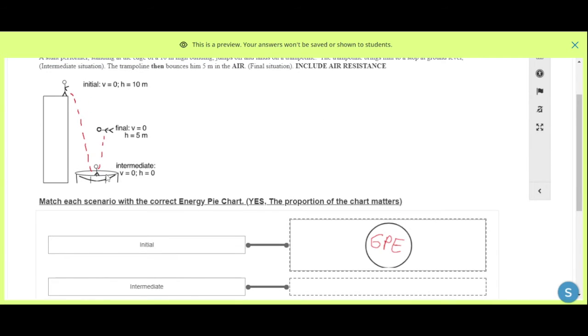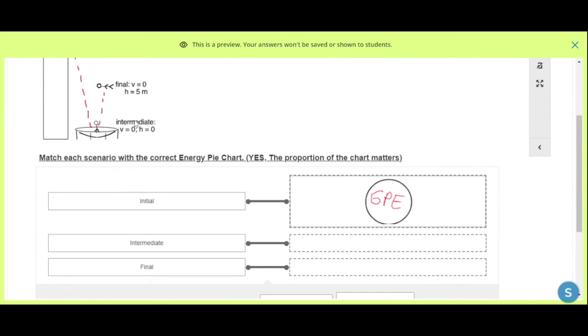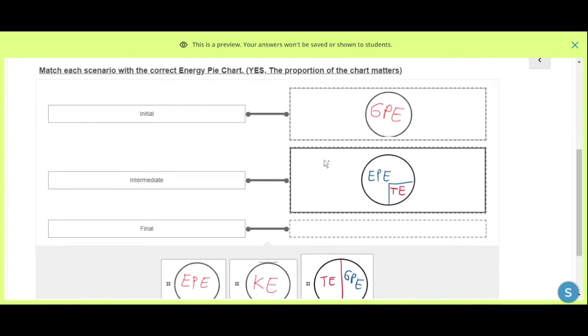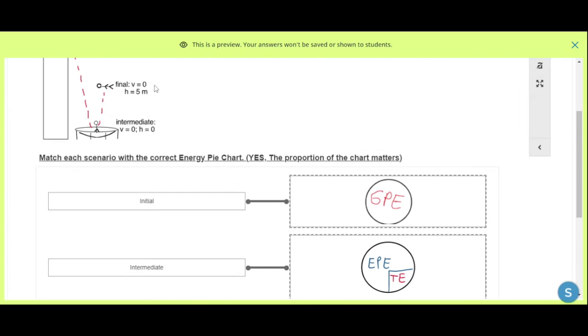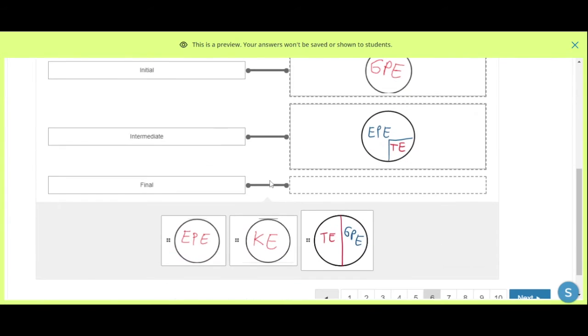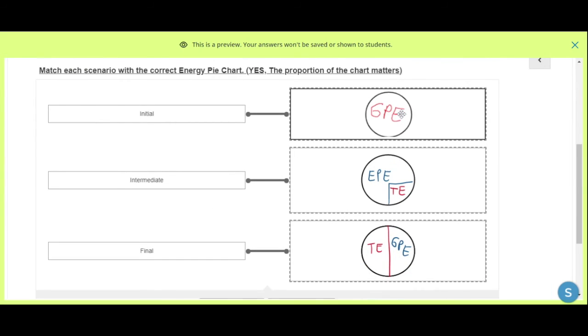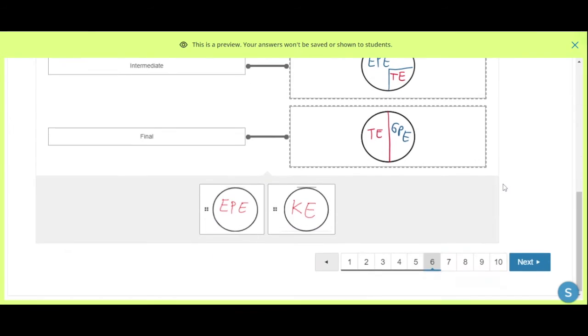In the middle right here, we said that he had elastic potential and thermal energy. So we need to find an energy pie chart that has both of those right here. And at the end, he has gravitational potential and thermal energy. He is at half the height, so he's going to have half the gravitational potential and half the thermal energy, just like that. So perfect. And like I said, as you can see, as this process goes on, his thermal energy gets bigger and bigger because he's losing more and more energy to air resistance.